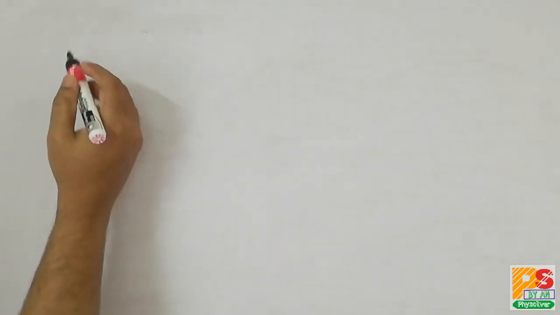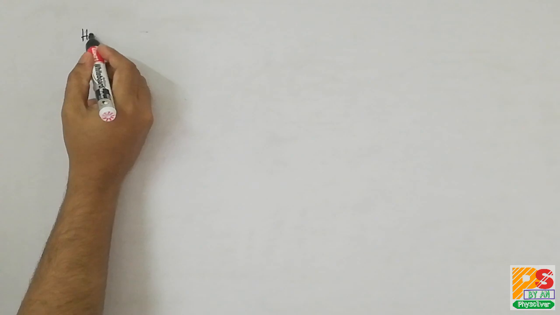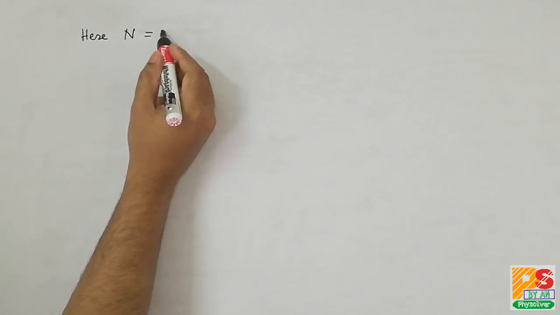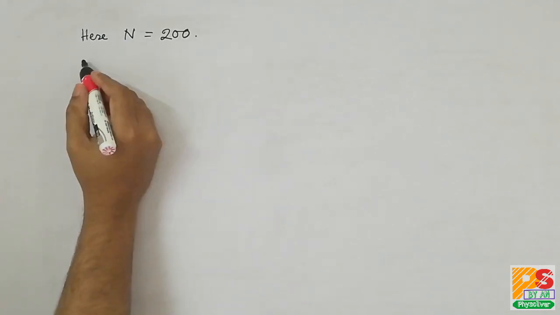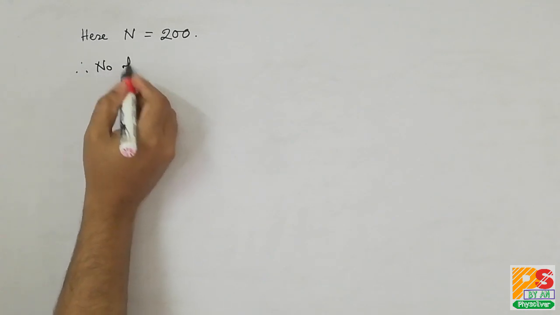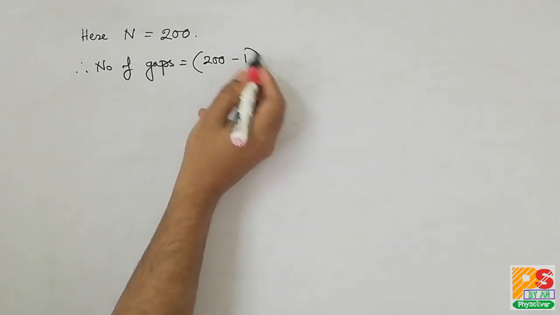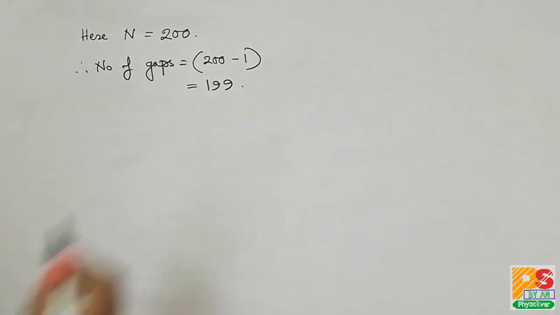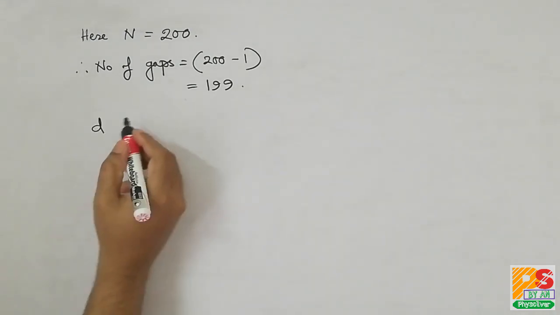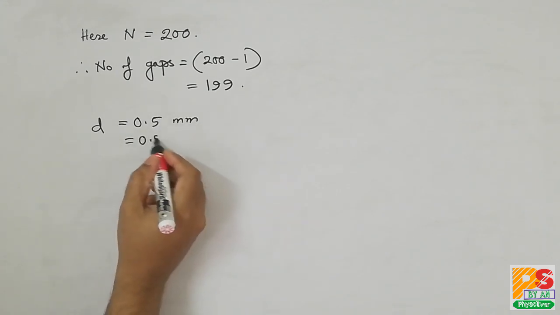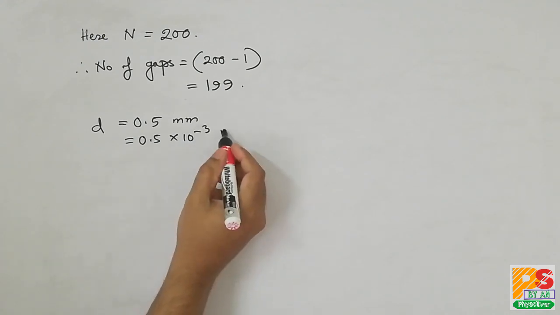Now, in this problem, we have a total number of tin plates 200, so n equals 200. As I mentioned earlier, the number of gaps will be 1 less than 200, that is 199. We don't have to check it because in the problem it is given that the plates are alternately connected. Now the distance between the two plates is given as 0.5 millimeter, which is 0.5 × 10⁻³ meter.